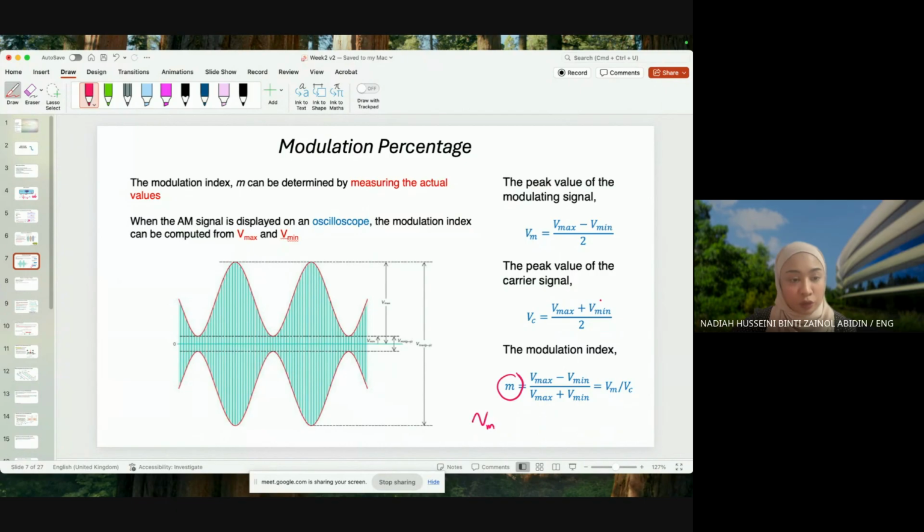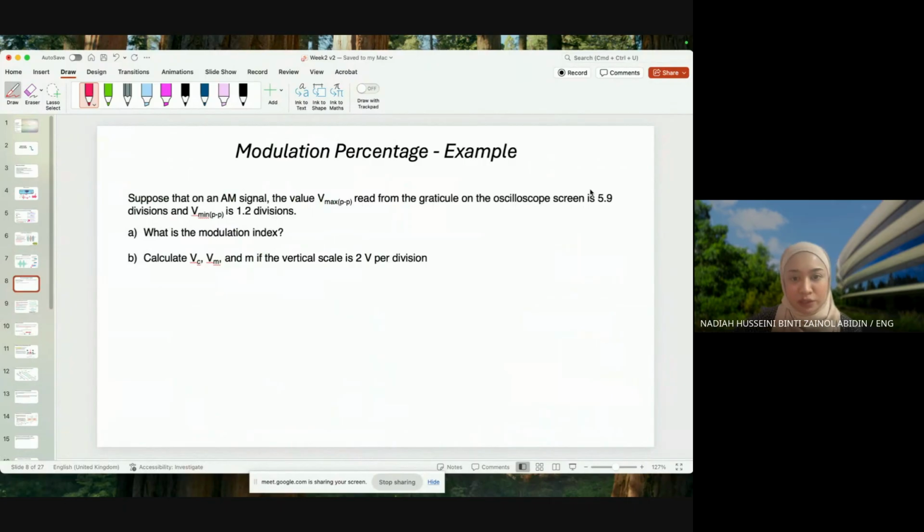We did not do an example yet, I think. Let's do an example. Suppose we have an AM signal, and the value of Vmax peak to peak read from the oscilloscope screen is 5.9 divisions, and Vmin is 1.2 divisions. So how does this look?